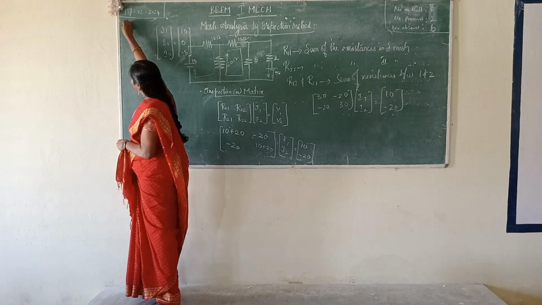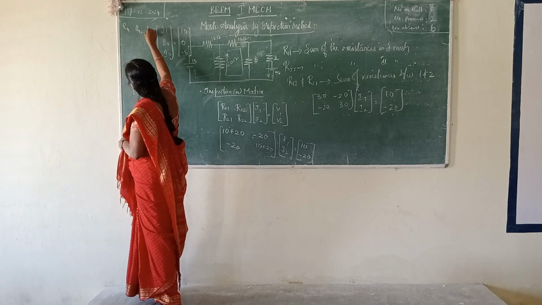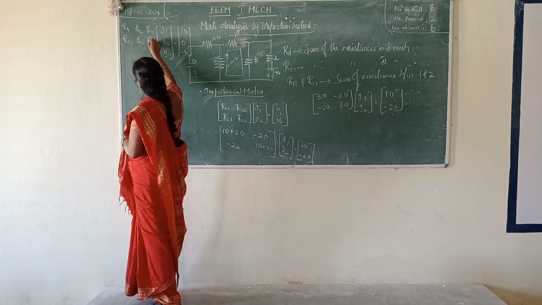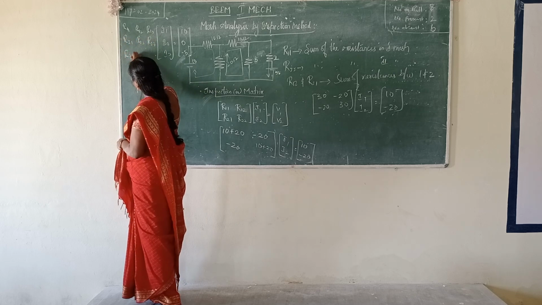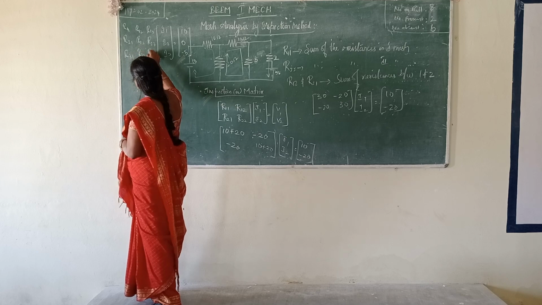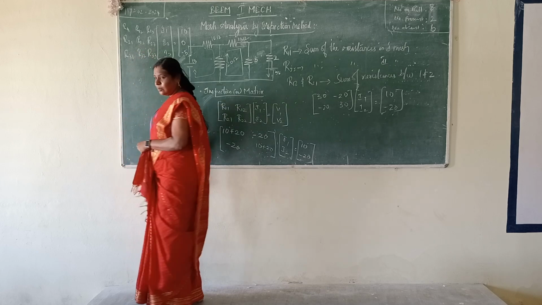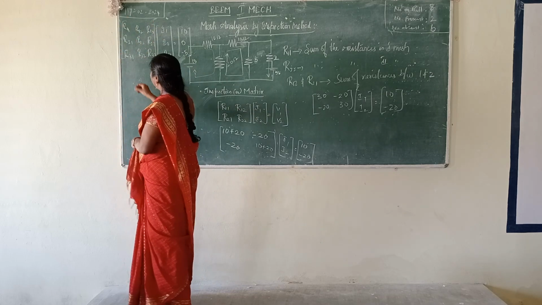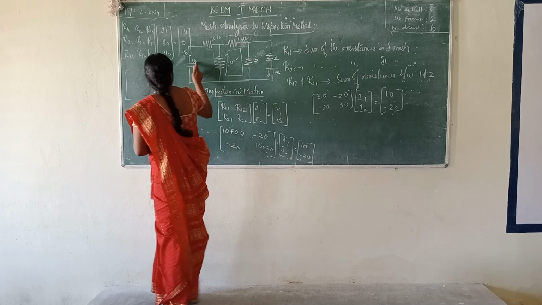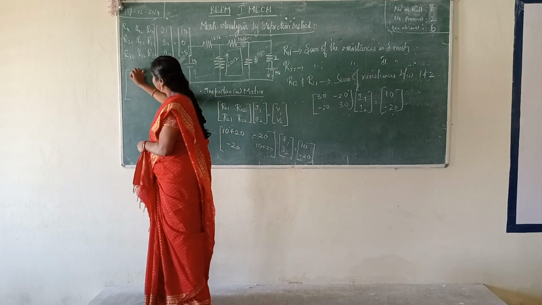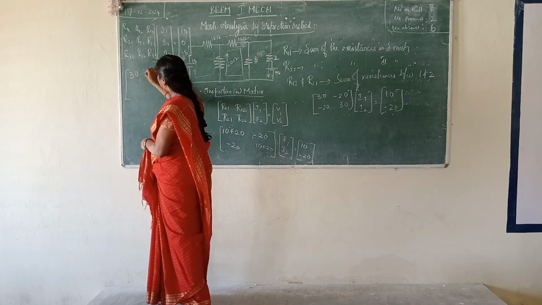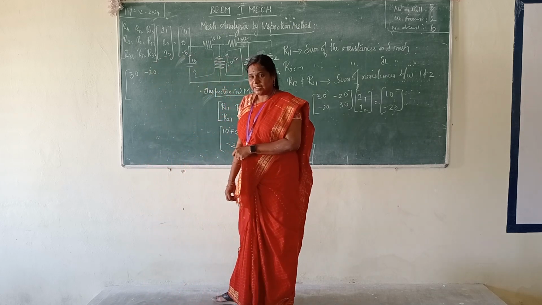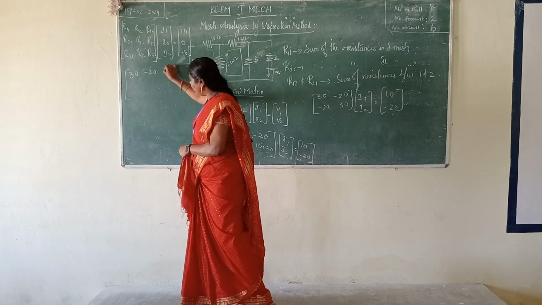For the resistance values, there are 3 by 3 values: R11, R12, R13, R21, R22, R23, R31, R32, R33. Okay, right? For 3 meshes we will have this. What is R11? Again 10 plus 20, 30. R12 is minus 20. R13, there is no resistor between 1 and 3, so it is 0.